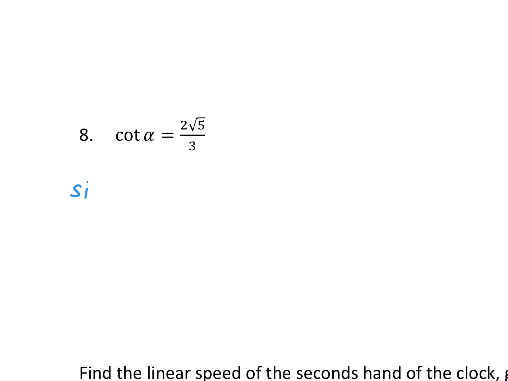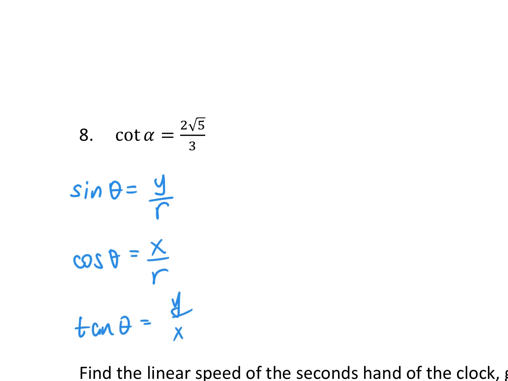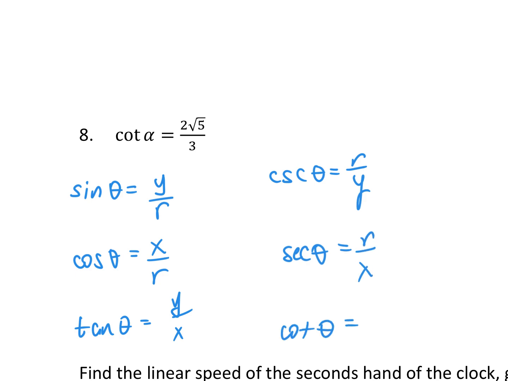I have sine is what? Sine is what over what? Y over r. Cosine is x over r. Tangent is y over x. So my cosecant is r over y. My secant is r over x. My cotangent is x over y. You guys have to know that.